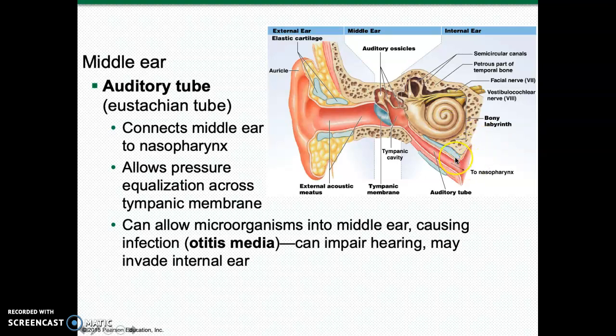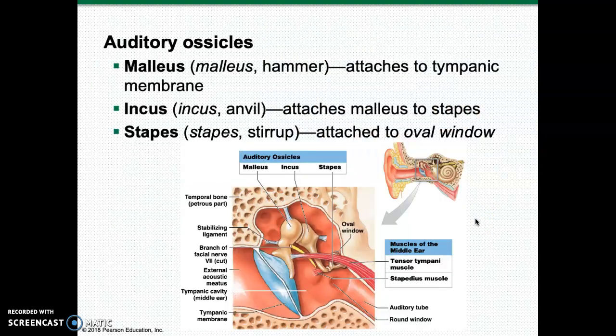The problem with this auditory tube is children often are laying on their back. They have a smaller auditory tube. It's more of a slant, and microorganisms can travel into the middle ear, causing otitis media or ear infection. The auditory ossicles are the malleus, the incus, and the stapes, and they are going to connect the eardrum with a region on the inner ear called the oval window.